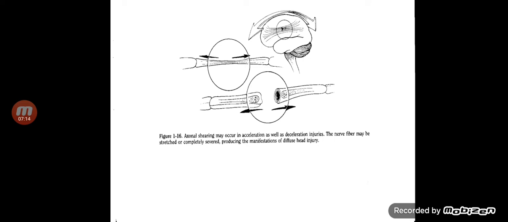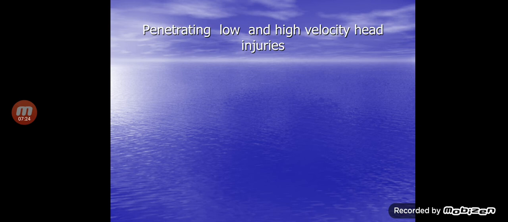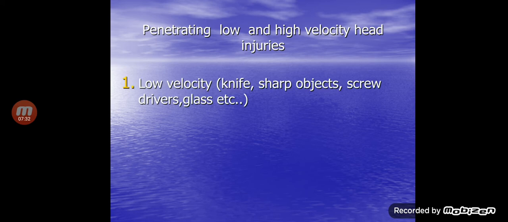This is a picture which shows how there will be a tearing and a shearing of the axons along the brain with the diffuse axonal injuries. And the subject of the penetrating injuries being either a low or a high velocity source of the injuries.